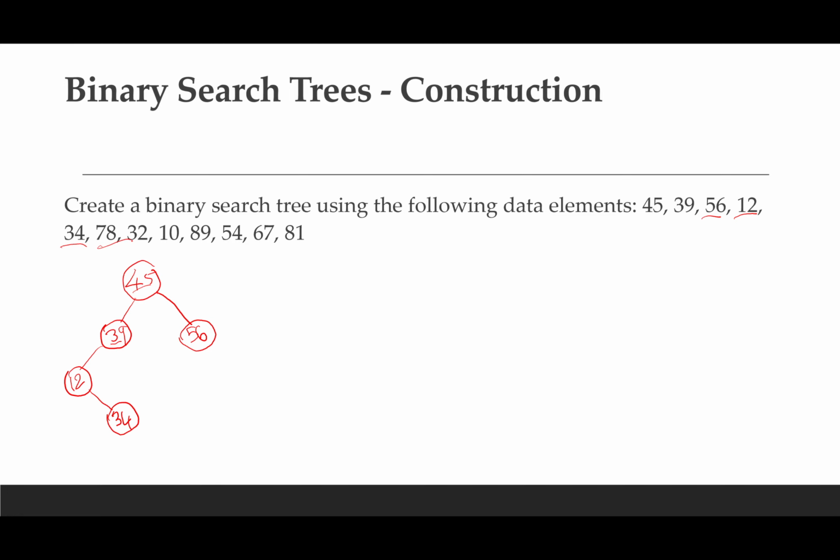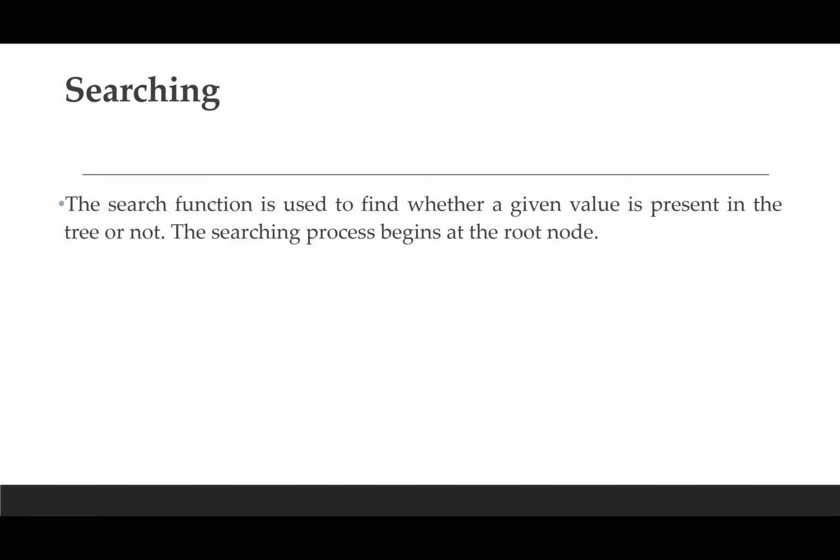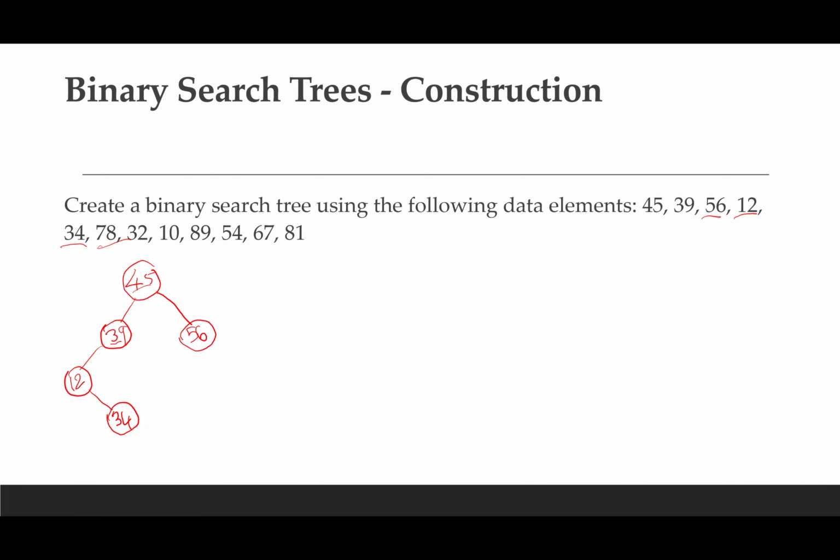Then the next element is 78. First we check with the root node. It is greater than 45, so we are moving to the right subtree. Here the element is 56 and we check with 56. It is greater than 56, so we add it as the right child of 56.